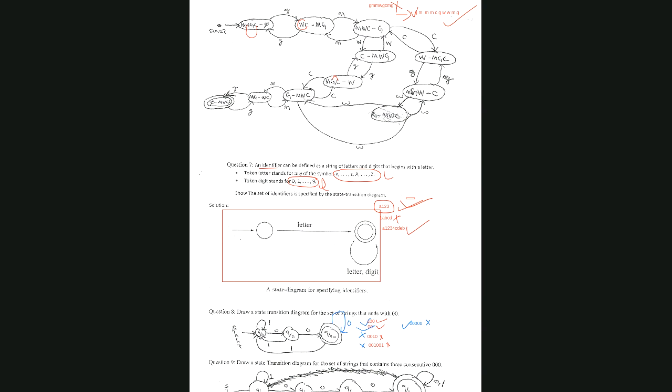So this is the change you have to do. Let's see the last problem. Draw a state transition diagram for the set of strings that contains 3 consecutive zeros. I think the solution is not visible properly, so I will use the whiteboard. Yeah, here.